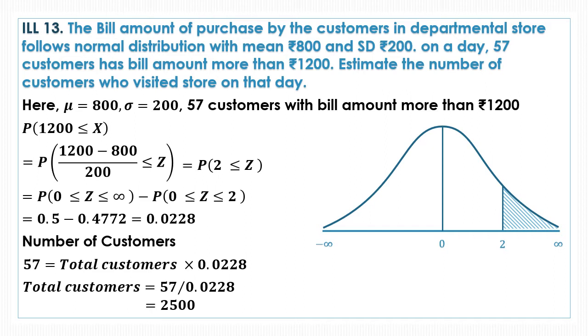So on that particular day, the total number of customers visiting was 2500, out of which 57 customers had bill amounts of more than 1200 rupees. This is how we explain this situation.